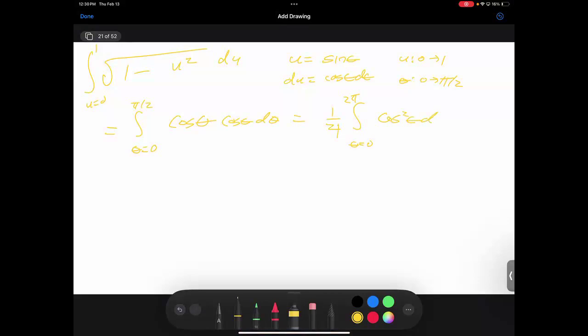Cosine squared theta d theta. This is the same as 1/8 the integral, theta goes from 0 to 2 pi, of cosine squared theta plus sine squared theta d theta. What does the integral equal? Pi over 4. So it's 2 pi over 8, or pi over 4. And pi over 4 is approximately, unfortunately, I think 75%.